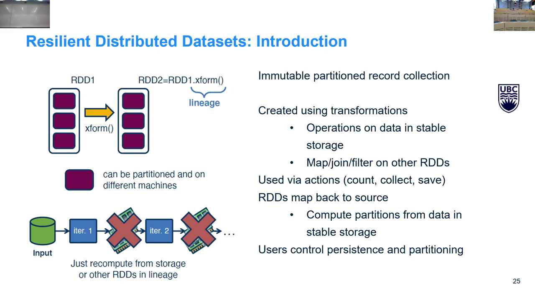So we have these transformations. We operate on the data that's in stable storage, and we use map, join, and filter functions on other RDDs. So it's exactly what I just said, which is if I want to mutate the data, I create a new RDD. I don't change the old one. This is a common model. It's not unique to Spark. It's not like they introduced this idea.